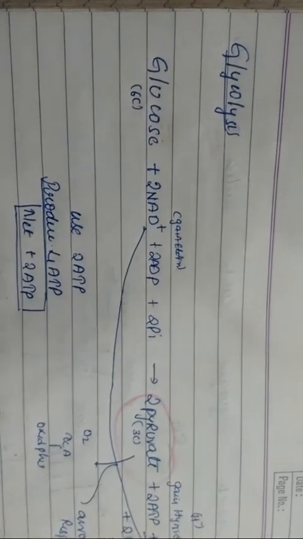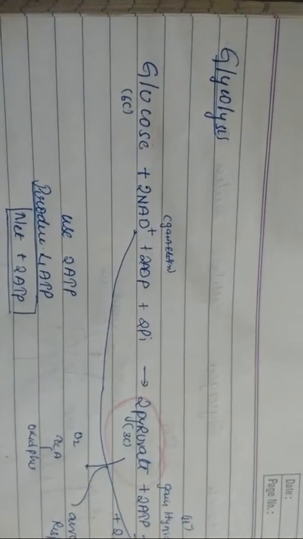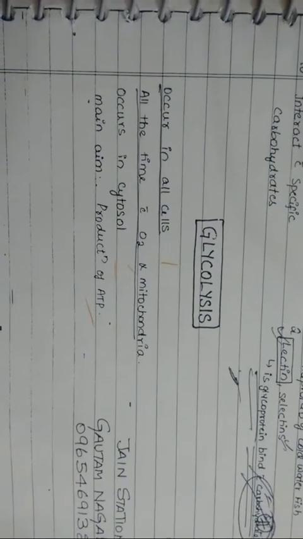In this video, we'll be dealing with the perfect concepts of glycolysis, right? So let me read what's present in our notes. It's written that it occurs in all cells, all the time, with oxygen and without mitochondria. Occurs in cytosol. Main aim: production of ATP. Right. So now let us understand the glycolysis concepts, right?